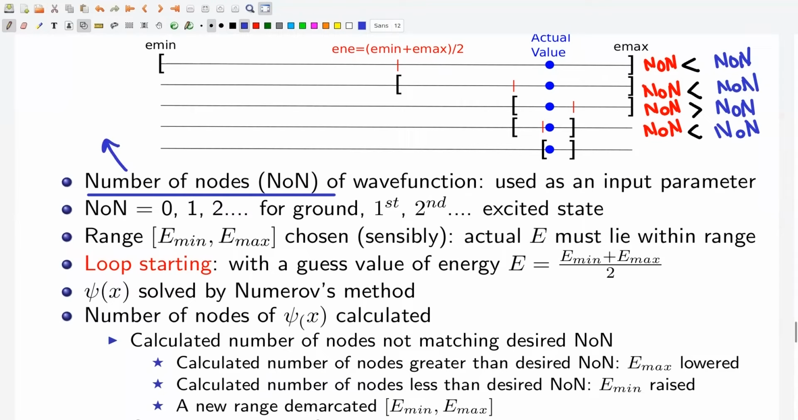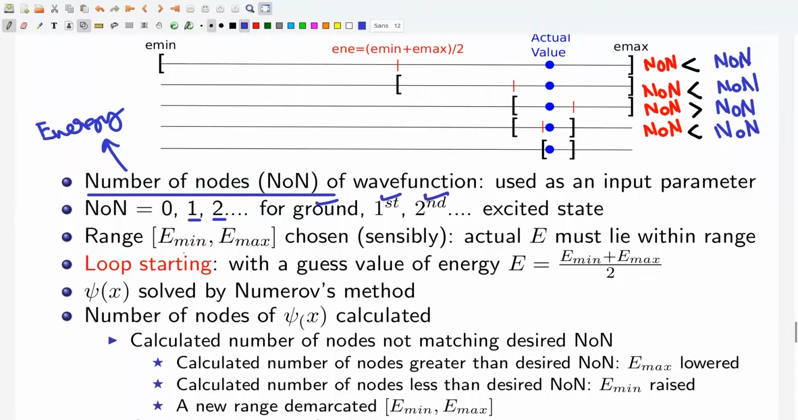Because we know that the number of nodes of the wave function is related to the energy of the particle. For example, the number of nodes is equal to 0 for the ground state, 1 for the first excited state, 2 for the second excited state, etc.